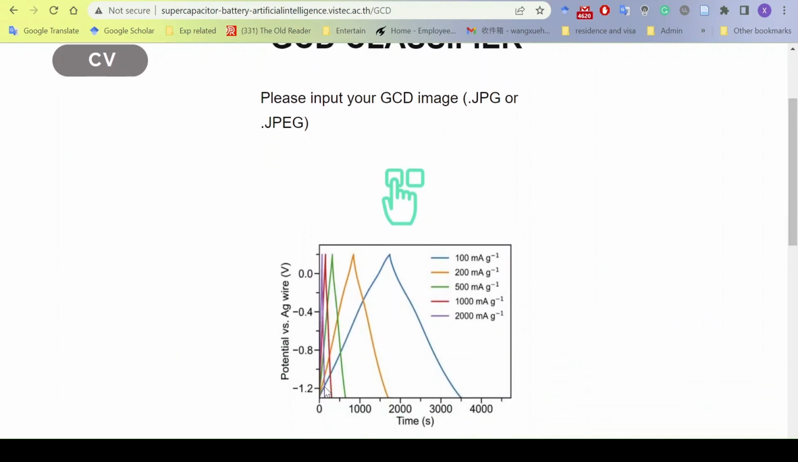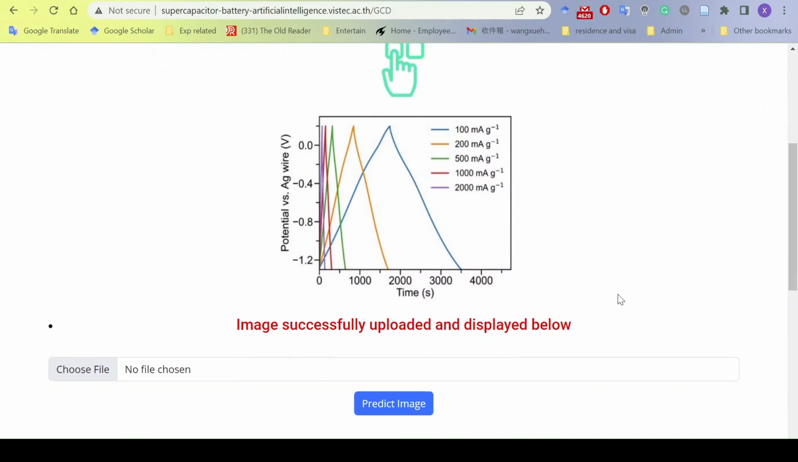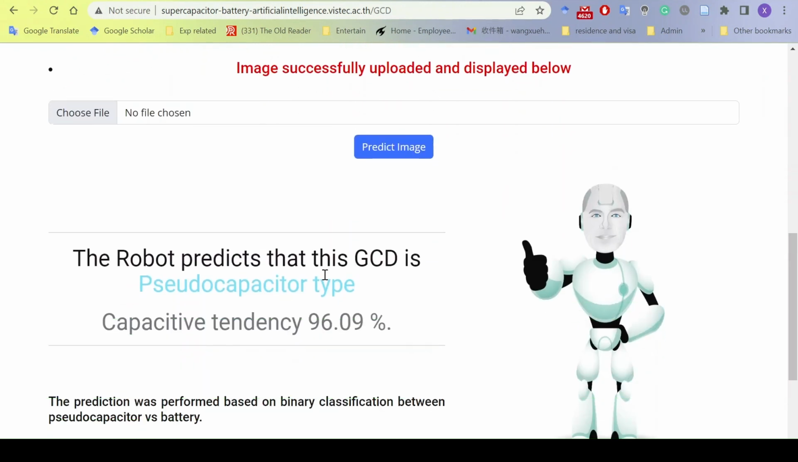Yeah, if you see this GCD curve, there is a small bump here. This bump corresponds to a very small surface redox process. So let's see how the artificial intelligence tells us. Yes, it is also a pseudocapacitor type, and the capacitive tendency is still about 96%.